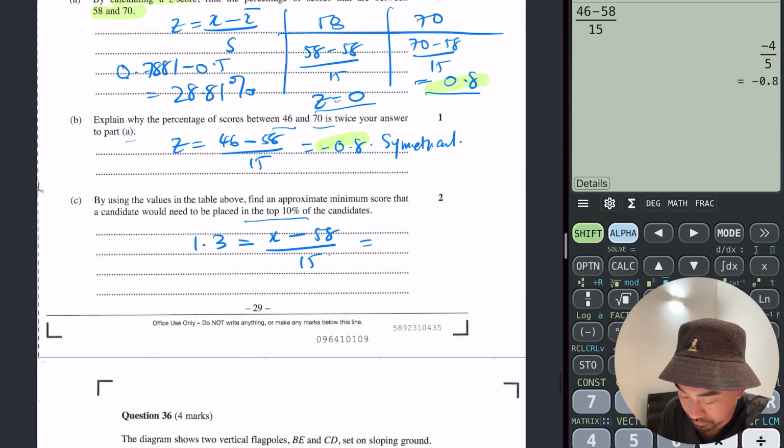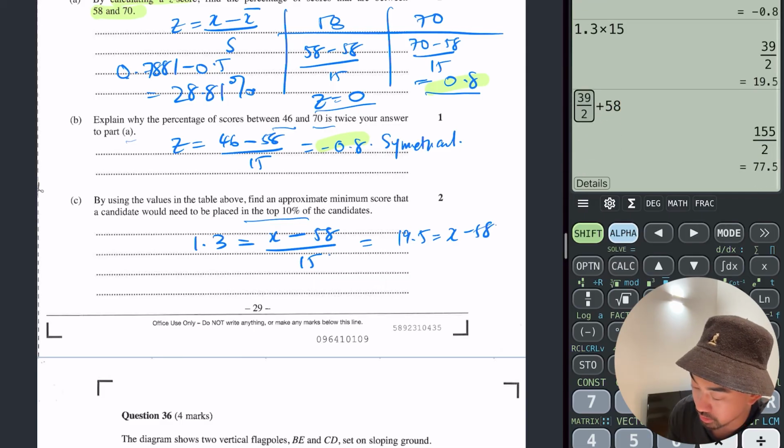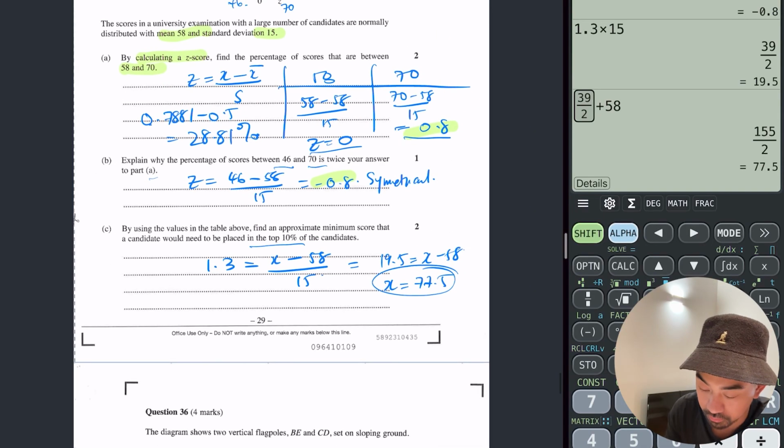So times both sides by 15, so 1.3 times 15 is 19.5, which is equal to x minus 58. So plus 58 to the other side. So x is 77.5.